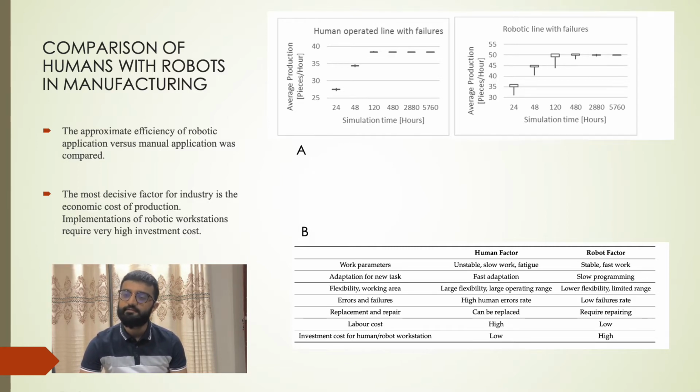The most decisive factor for industry is the economic cost of production. Implementations of robotic workstations require very high investment cost. It can bring greater work efficiency and savings in labor cost, especially if one robot can replace several human workers.